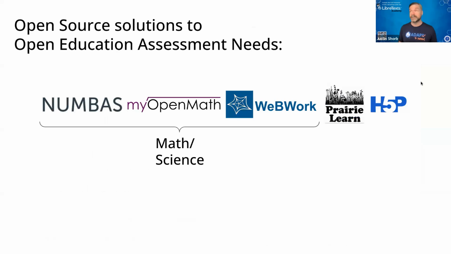There have been a lot of tools developed by really great professionals throughout the decades in open source solutions for open educational assessment: Numbas, MyOpenMath, WebWork, one from Illinois called PrairieLearn, and H5P, which is becoming quite popular right now. A lot of these stem out of the math and science areas because those can be programmatically pooled, right? You can have a question with any random number in it, and so it can be auto-graded. That was a very useful thing for a lot of mathematicians to start building these really great tools.